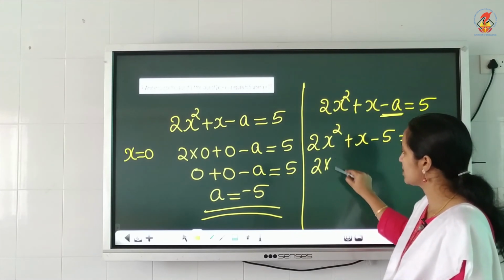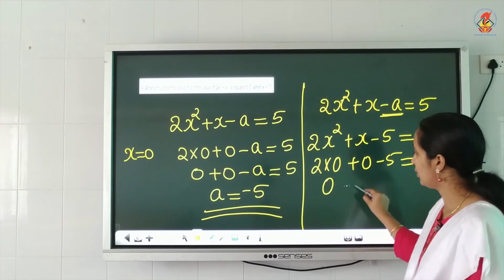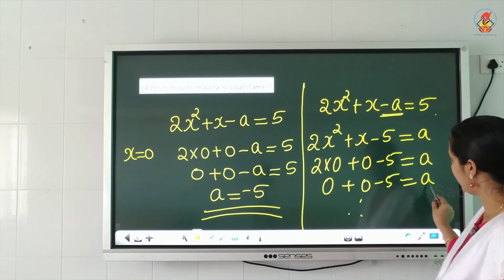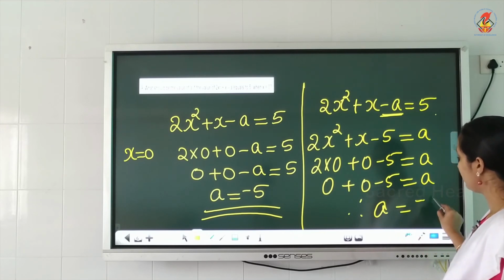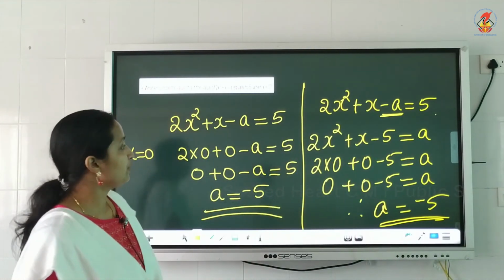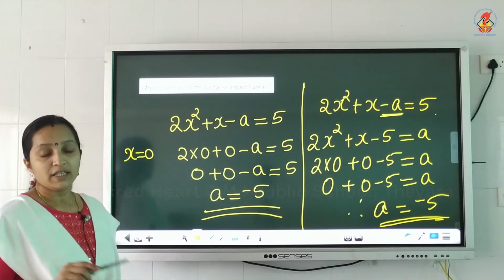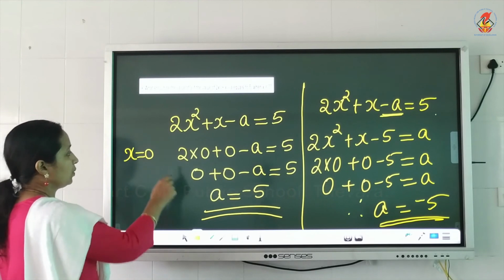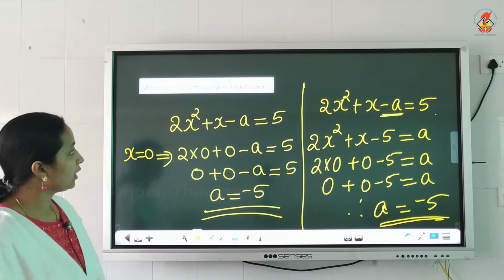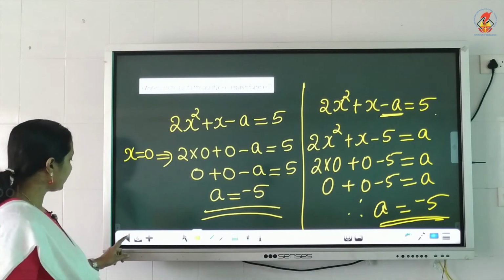That means 2 into 0 plus 0 minus 5 is equal to A. So what you can write? 0 plus 0 minus 5 is equal to A. Therefore, what is the value of A here? A is equal to negative 5. Okay. I hope this is clear now. So we have to find the value of A if 2x square plus x minus A equals 5 when x is equal to 0. Okay, when x is equal to 0, this is equal to 5. Okay children, I hope this is clear now. What is the value of A here? Negative 5, and do the remaining questions as homework.